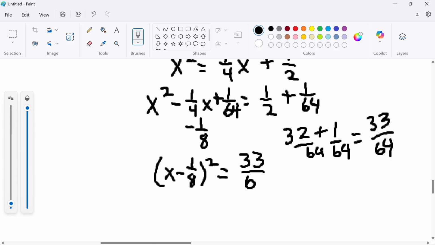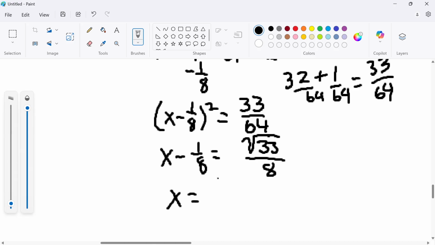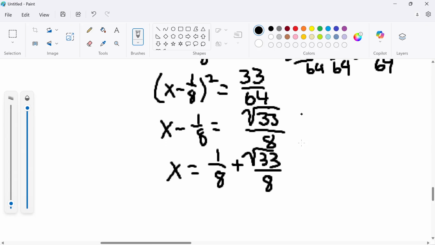Not that hard, not as hard as I feared it would be to work with these fractions. And so now I take the square root. X minus 1/8 equals square root of 33 over square root of 64, which is just 8. So x equals, add 1/8 to both sides, 1/8 plus square root 33 over 8. And is it the same answer? Yeah. So it works either way.